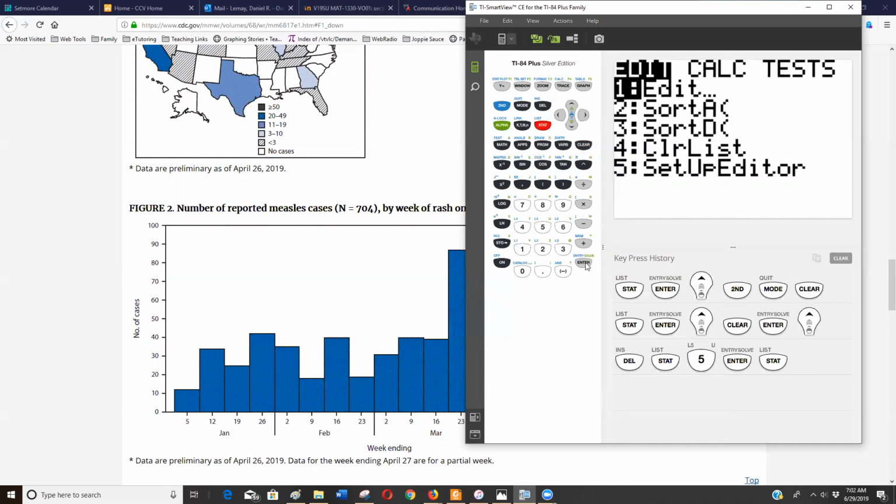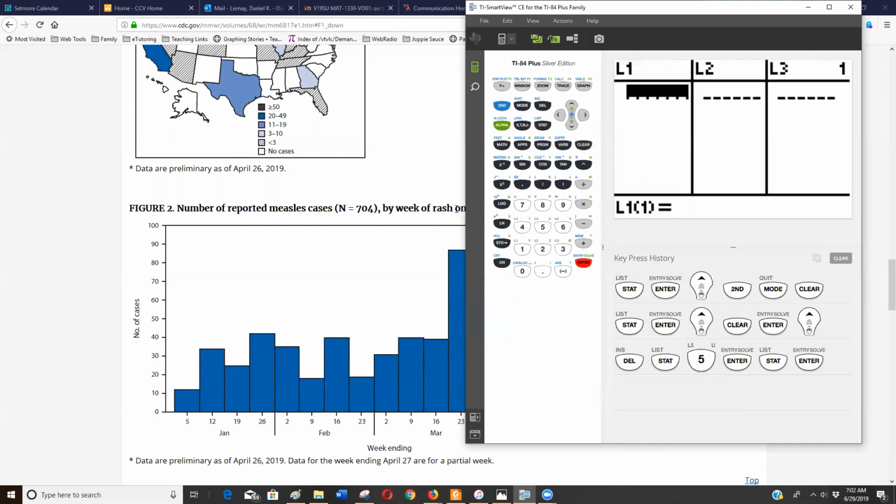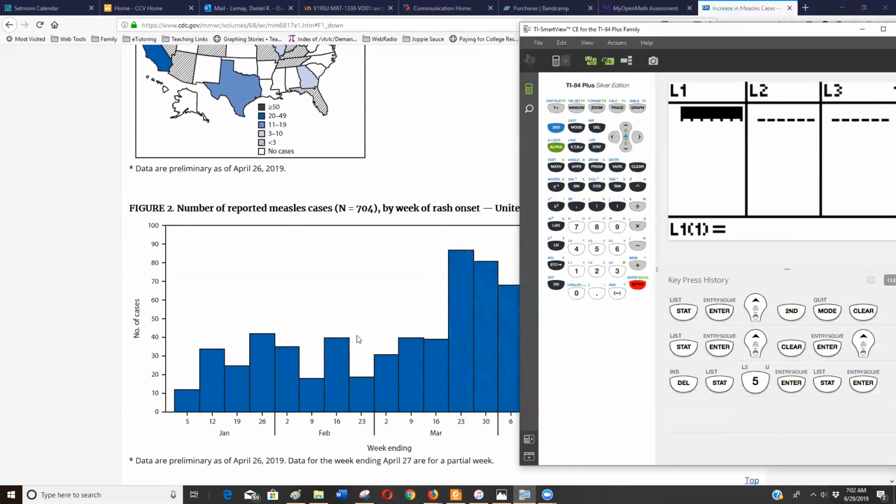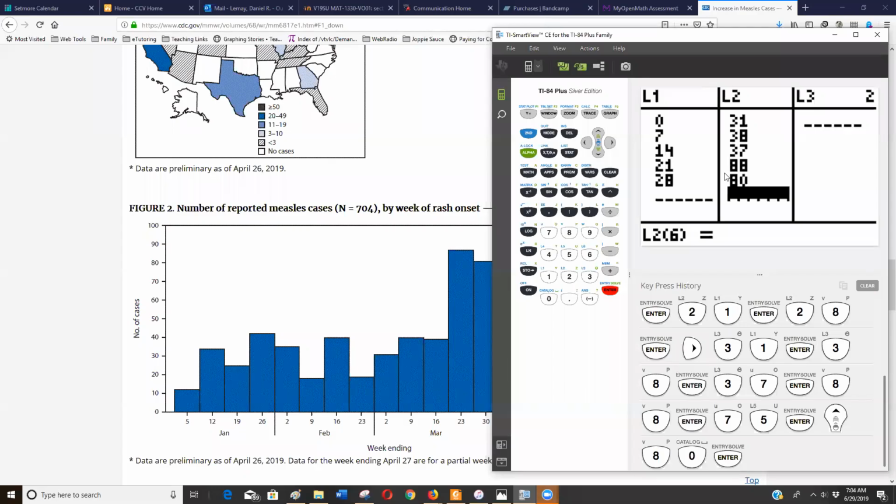So stat, edit. Now I'm going to stop the recording to enter the data. For day 0, there were about 30, I don't know, 35 or so, maybe 37 or so cases, and that's what I'm going to type into my stat list. I'm going to put the days into L1, and the number of cases into L2. So I've got those numbers into my two lists, and as I said, I did some approximations.